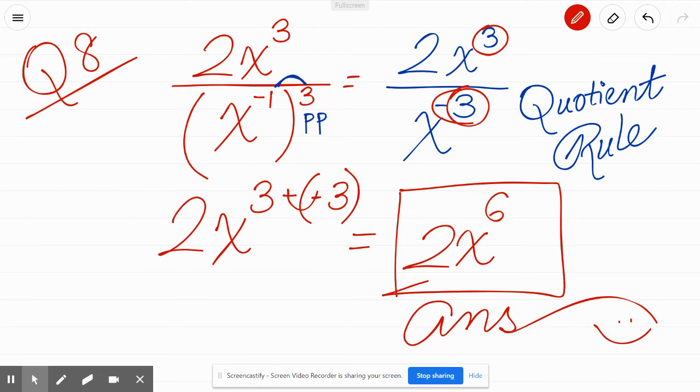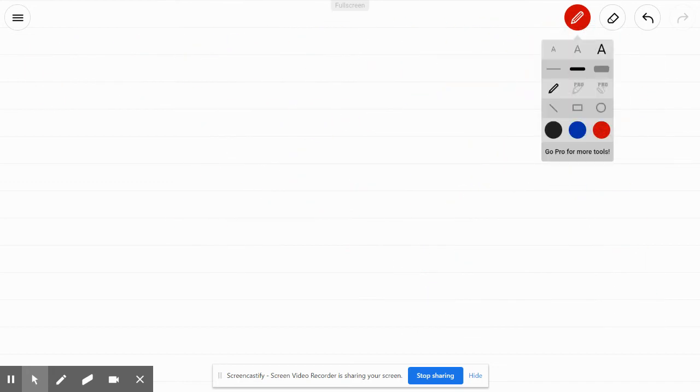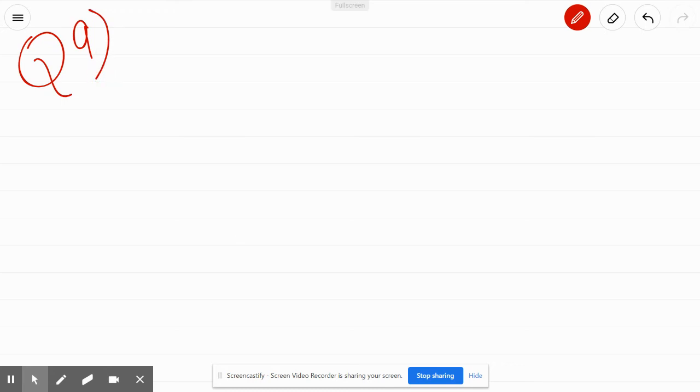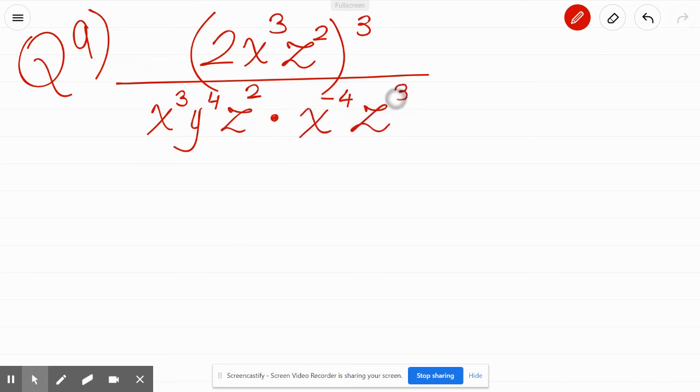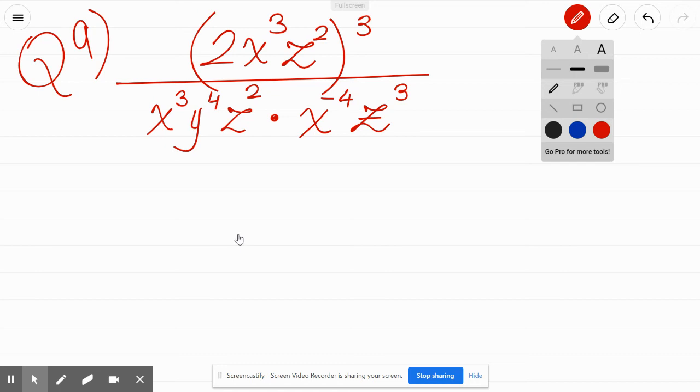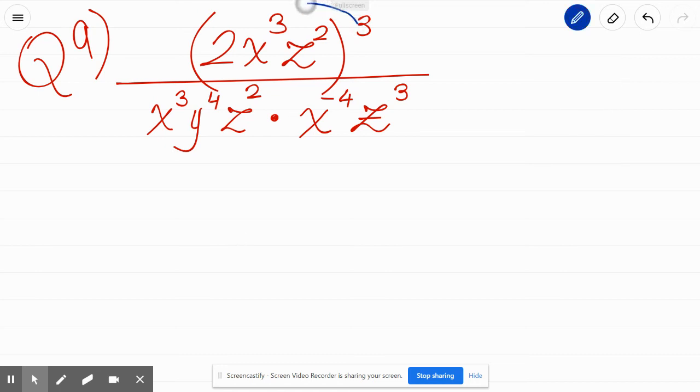All right, we are getting ready to do the next question, which is question number 9. Question number 9 is 2x cubed z squared, everything to the power of 3, over x cubed y to the power of 4 z squared times x to the power of negative 4 z cubed. There's a lot going on in this question, and we'll have to do a lot of work here. A lot of rules are going to be applied in order to change this ugly math expression into something simpler.